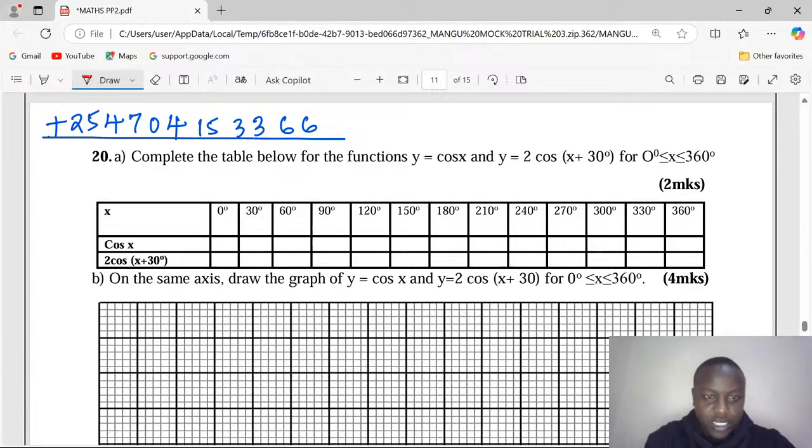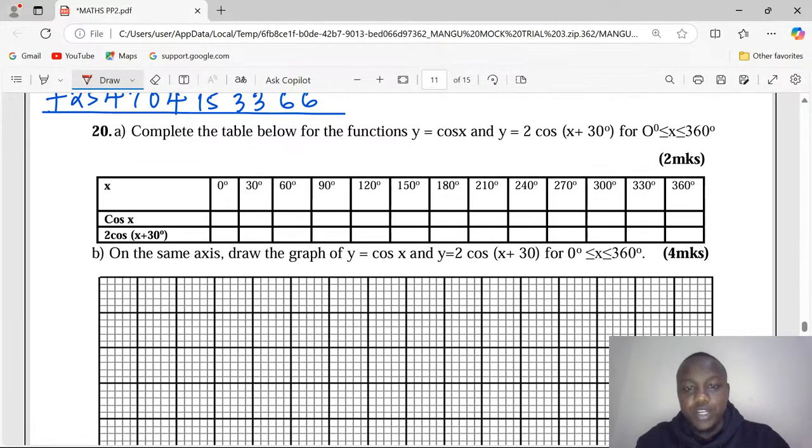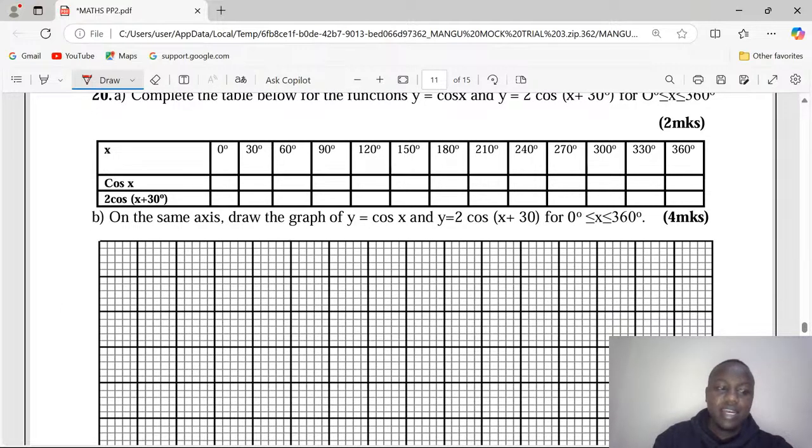Okay, number 20. Complete the table below for the functions y equals cosine of x and y equals 2 multiplied by cosine of (x plus 30) for the range 0 to 360, the range of x. So we have the values of x given there. Then the first function is cosine of x. Now, when we substitute for cosine of x, this one is going to be direct. The cosine of 0 is 1. The cosine of 30 is 0.87.